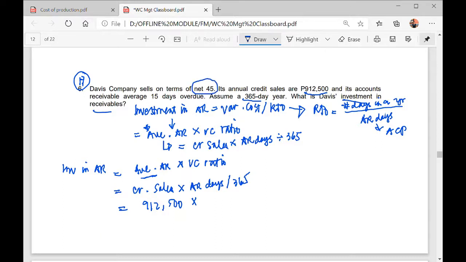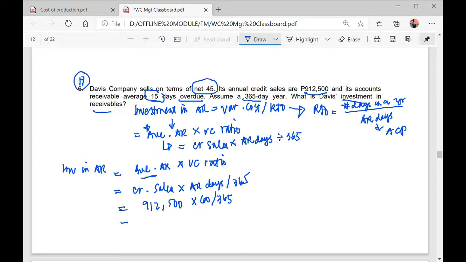Mao gina usual nila, di ba? Unsa man ning net 45, this is the total number of days nga kinahanglan bayaran na ni customer iyahang utang. Pero mo lapas kuno siya, mo overdue man daw sila og 15 days. So pila naman tanan-tanan ang collection period? So 45 plus 15. So mahimo na siyang 60. Okay? Kaya ang usual nilang credit terms 45, pero malapas man daw mga customer of 15 days, so mahimo siyang 60 over 365.